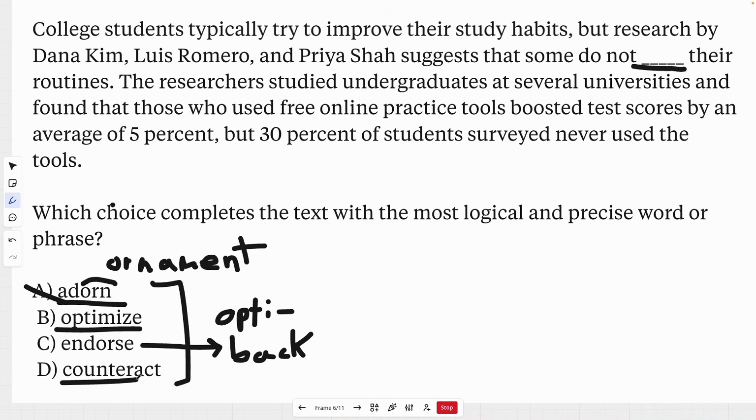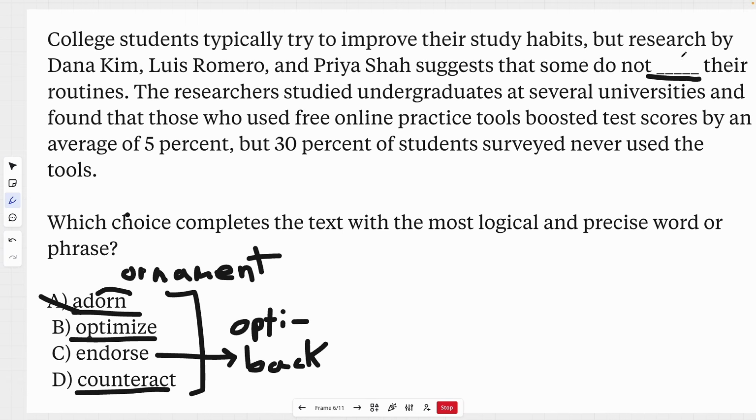And then finally, counteract. You could probably guess this one. Counter essentially means to go against, to fight something. And act just means to do something. They're not counteracting their study routines, so the answer is pretty clearly B for this.